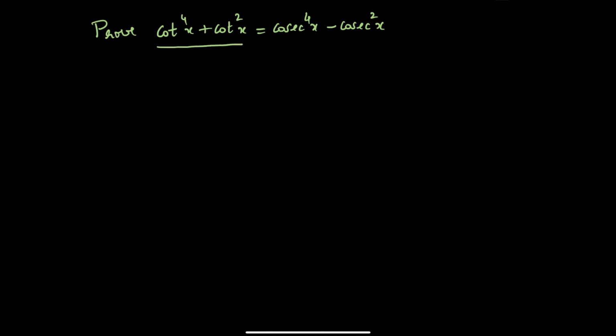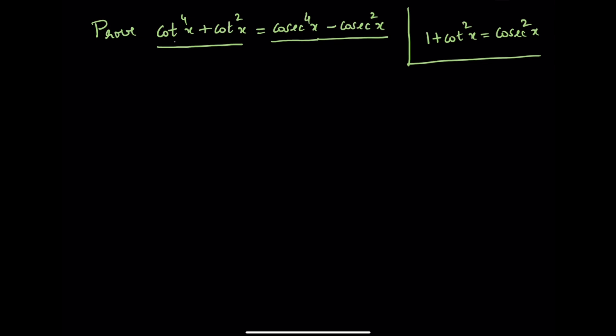So here we have to prove cot to the power of 4x plus cot square x is equal to cosecant to the power of 4x minus cosecant square x. So we know there is a trigonometric identity where 1 plus cot square x is equal to cosecant square x. So this is a trigonometric identity which we know.